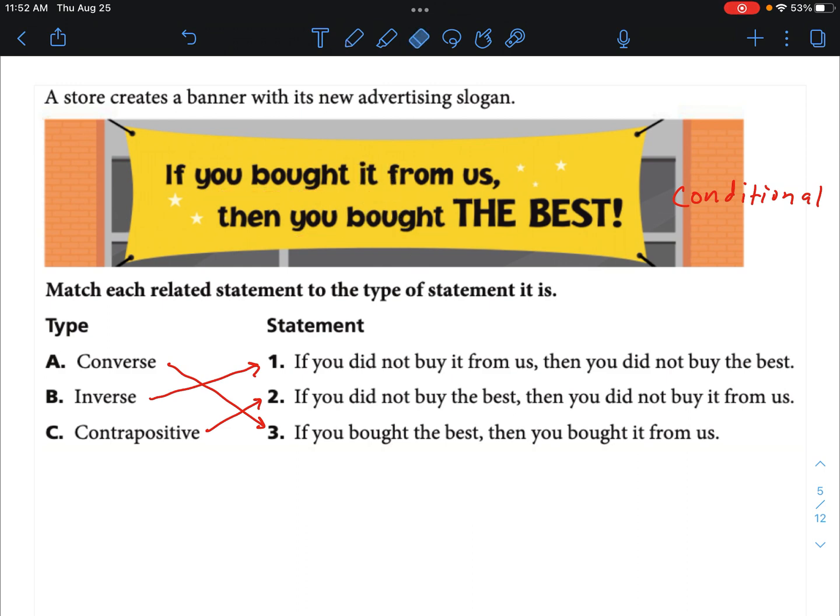So learn those patterns. If P, then Q. Converse is if Q, then P. Inverse, negation P, negation Q. And contrapositive would be negation Q, then negation P. Again, P and Q are just representing different hypotheses and conclusions.